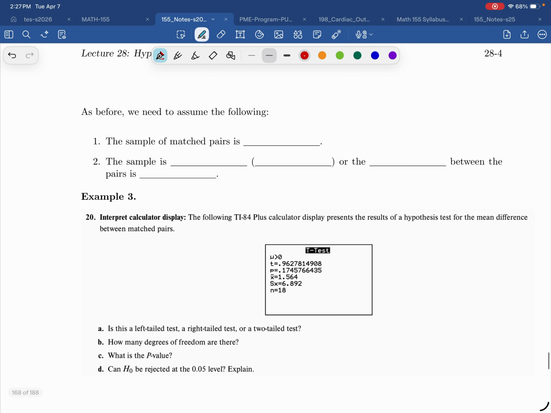All right, now as always, we need to assume a couple of things when we're doing this stuff. The sample of matched pairs is, of course, random. The sample is large, which means n is greater than 30, or the population of differences between the pairs is normally distributed.